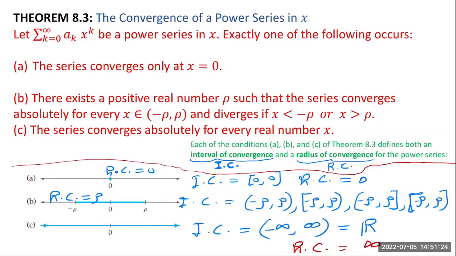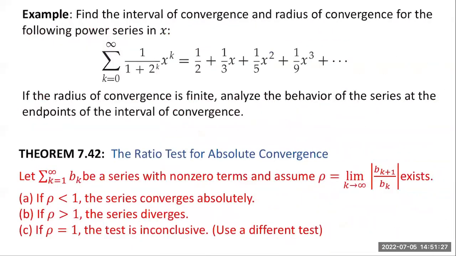All right, that is about that theorem. Let's move on. Now let's work on some examples to understand the concepts of interval of convergence and radius of convergence, and let's see how to find these for a given power series. Let's look at this example. Find the interval of convergence and radius of convergence for the following power series. Clearly it takes the form of a power series, because you can view this as your a_k and this is your x to the power k. So it has the standard form of a power series.